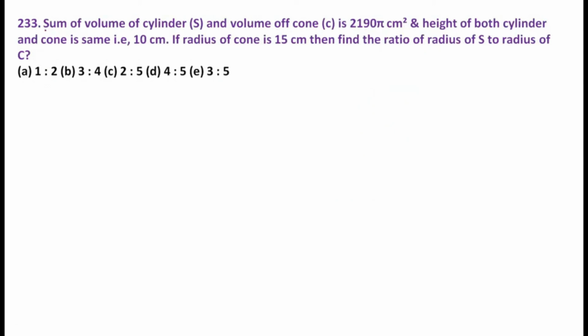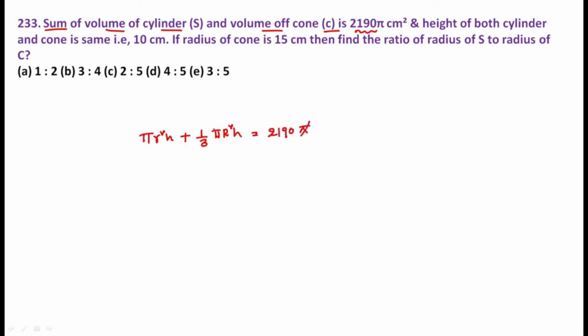Now let's see the question. The sum of the volume of cylinder S and volume of cone C is 2190 pi. So the volume of cylinder, you already know the formula, is pi r square h. And the volume of cone is equal to 1/3 of pi r square h. So the value is exactly equal to 2190 pi.